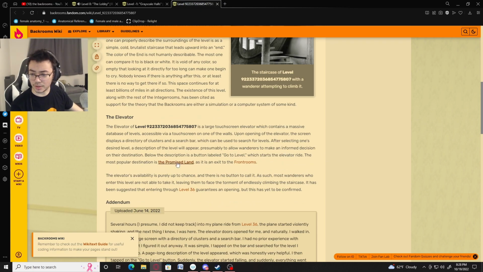Make an informed decision on the destination. Below descriptions, okay, go to the level, which states the elevator ride will probably decide the promised land, as it is the exit to the Front Rooms.